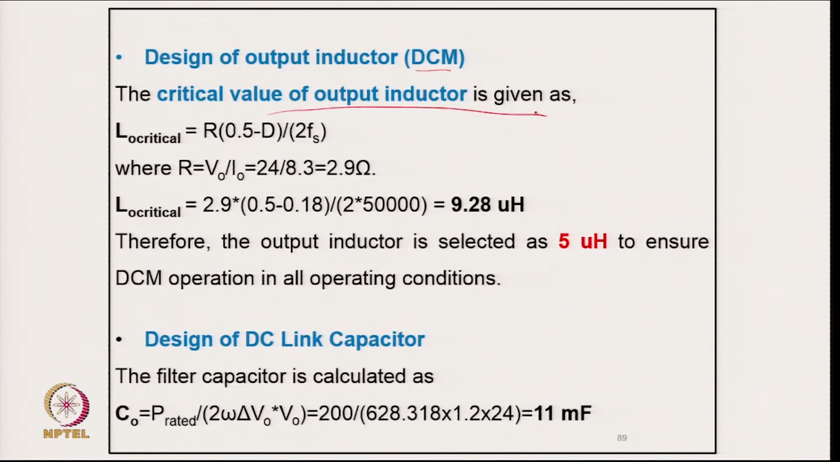And the design of output inductor for critical value, I mean for DCM, putting the value in this case, it comes 9.2. So, we are to select less than that, so it comes 5 microhenry to ensure DCM, and design of DC link capacitor from this relation it comes 11 millifarad.